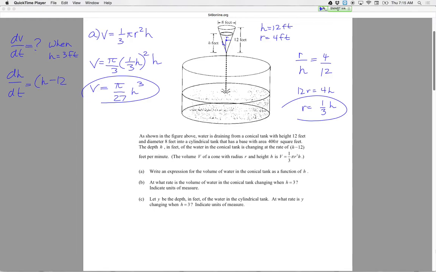H minus 12. And that's feet per, probably feet per second, I'm assuming? Feet per minute. So that's what I have. What are some of the other things that change in a cone? What are some of the other things that change?